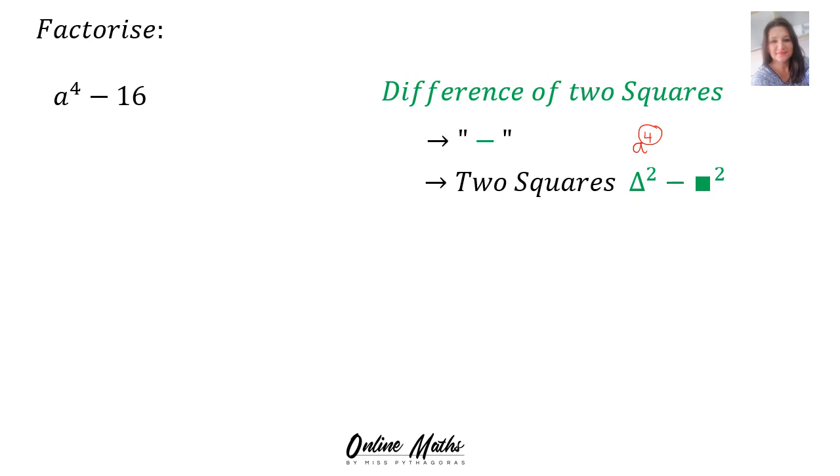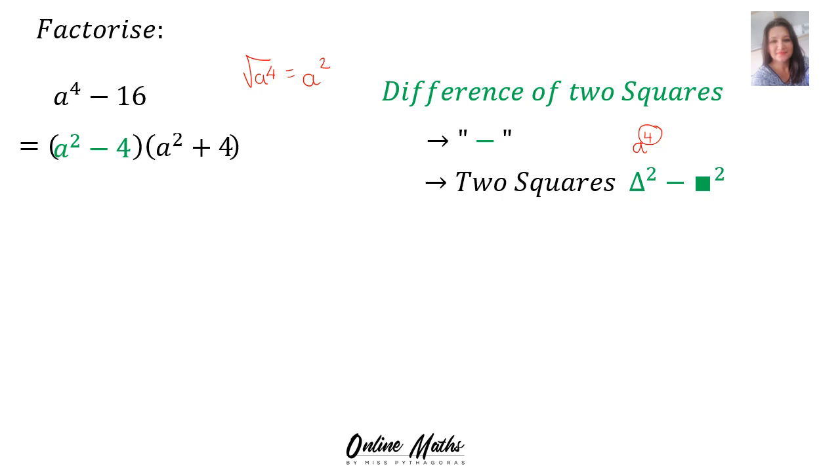So then this one, you can take and make two brackets, and it becomes a squared minus 4, a squared plus 4. Where does the a squared come from? Remember, you say the square root of a to the 4 is a squared.